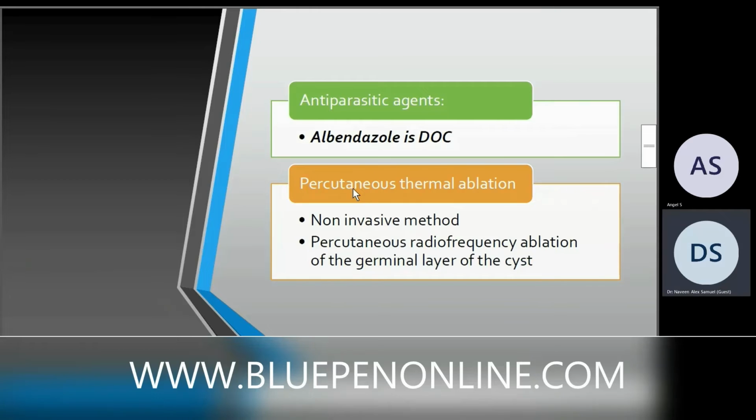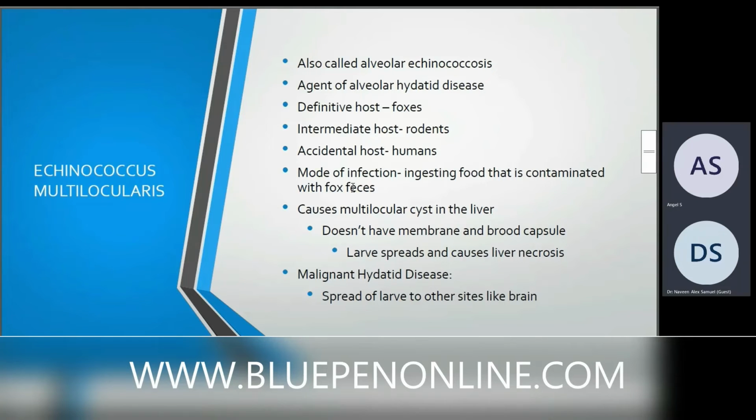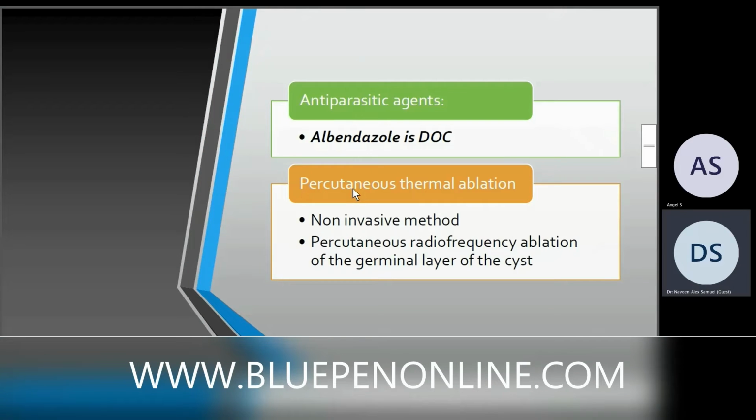Then another treatment we use is percutaneous thermal ablation. It's a minimally invasive method. Percutaneous radiofrequency ablation of the germinal layer of the cyst is done. What is ablation? Ablation is like heating up and killing the organism with radiofrequency energy. So with high radiofrequency, you ablate the germinal layer of the cyst. That's called ablation. It is done even in thyroid diseases and in malignancies also.